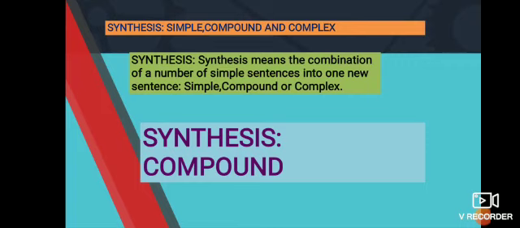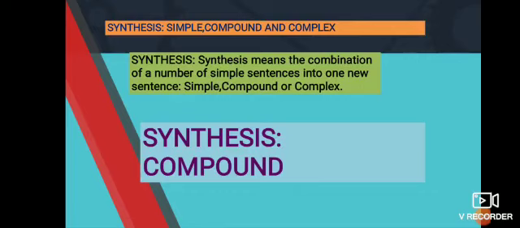Synthesis means the combination of a number of simple sentences into one new sentence that could either be simple, compound or complex. So here if there are 2 to 3 statements, and if you are using those coordinating conjunctions, then you have to join them making a compound statement. Now keep this in mind: as a simple sentence had only one finite verb, it is very necessary for a compound sentence to have more than one finite verb. Because if there is more than one finite verb, and those finite verbs are joined with a coordinating conjunction, it makes a compound statement.